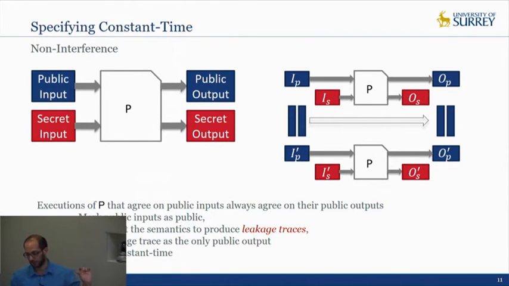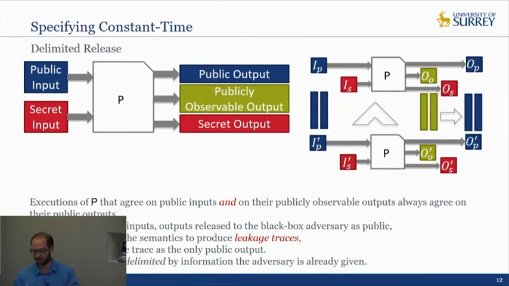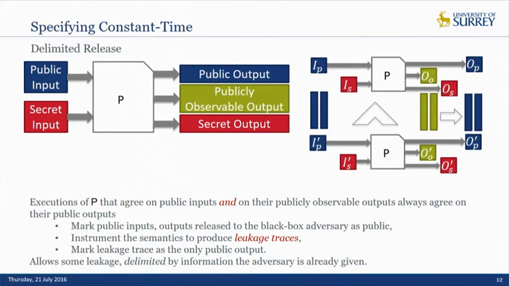If you want to allow publicly observable outputs, it's a bit difficult because public outputs would have to be proved to be equal. But here we want publicly observable outputs where we can assume that they're equal to prove that the public outputs are equal. And so you now partition inputs into public and secret, and outputs into public, publicly observable, and secret. And what you want to prove is that any two executions of P that agree on public inputs and on publicly observable outputs also agree on their public outputs.